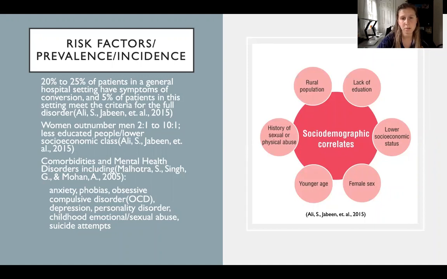I got this picture from a research article I was reading, and it said that adolescents are also more at risk for conversion.